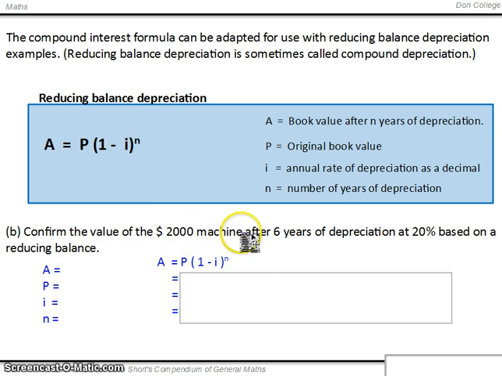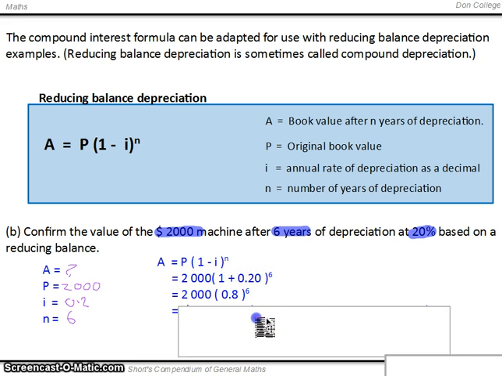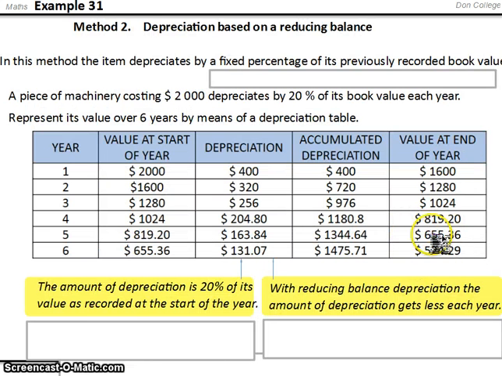Calculate the value of a $2,000 machine after 6 years depreciation at 20% based on the reducing balance. Pause the video, see if you can fill in the values and work out what A is. Well, we should have P is 2,000, that's what it starts out being worth. I is 0.2 because it's going down by 20%, and N is 6 because it's 6 years. If we put that into our formula, we end up with 2,000 times (1 minus 0.2) to the 6, which is $524.29. If we just go back, you can see that's what that value was there.